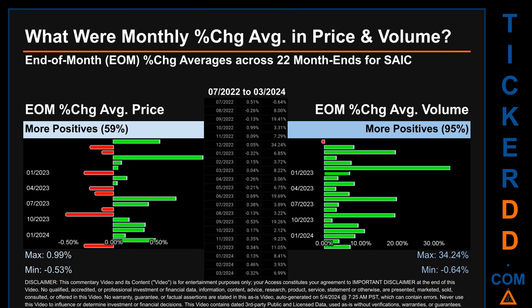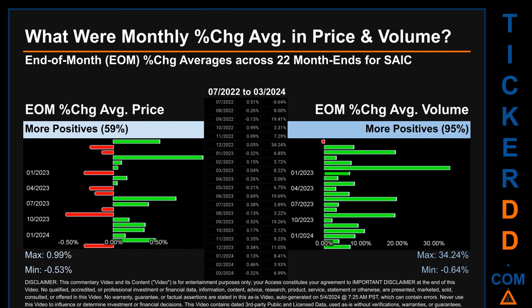What were end-of-month percentage change averages in price and volume for SAIC? The monthly average of percentage change in price and in volume were calculated for each of the 22 month ends. That calculation took daily percentage changes and averaged them for each given month. If a month end came out negative, then it means that the month summarily saw a negative change.